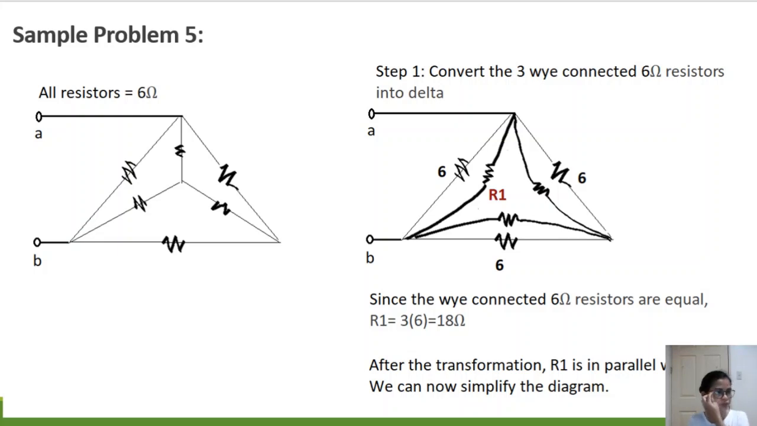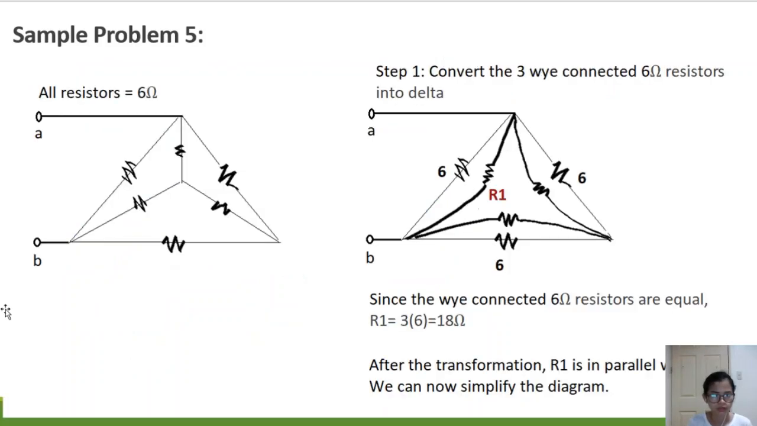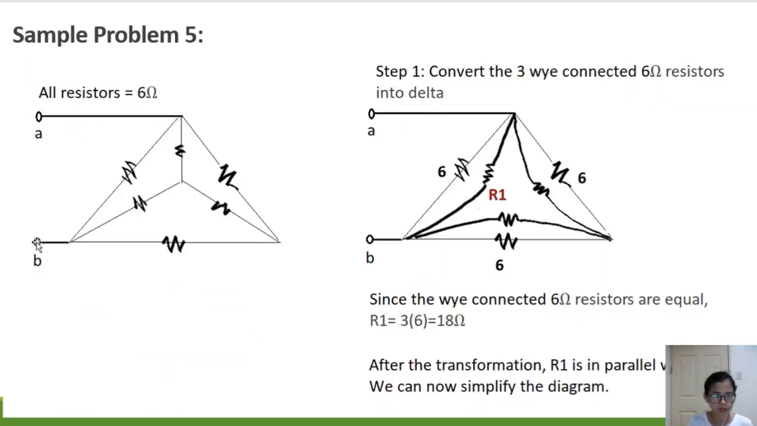So let's have another sample problem. That problem is found there. Three resistors of 6 ohm resistance are connected in delta. Inside the delta, another three 6 ohm resistors are connected in Y. Find its resistance between any two corners. Okay. So I have here a delta, 6 ohms. All of them are 6 ohms. And inside that are our Y connected resistors, also 6 ohms. And we need to get the equivalent resistance between any two corners. This corner, or you can solve for this corner. This corner. So how would you do that?